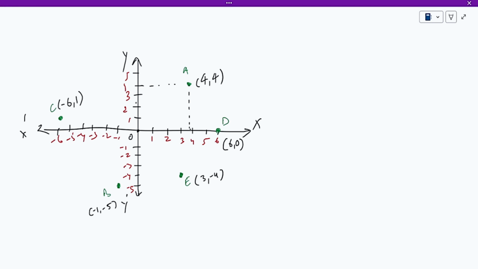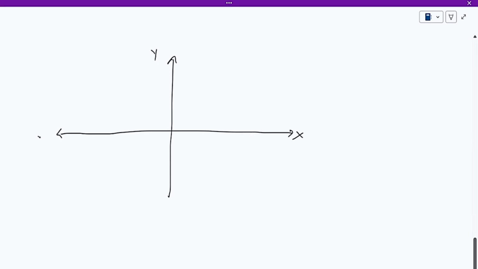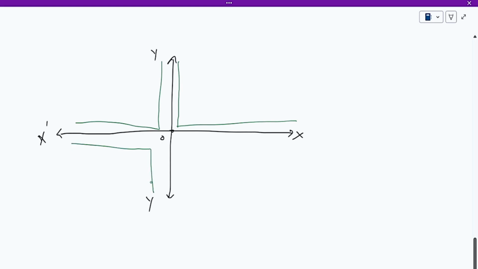So over here you find that the x and y axes divide this xy plane into four regions, or you can say four sub-regions. This is x-axis, this is y-axis, this is x dash, this is y dash, this is origin. Now you can find that the plane is divided into four regions. This is one region, this is another region, this is another region, this is another region. So in total we have four regions.